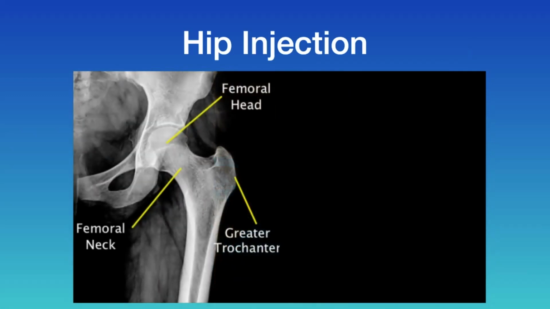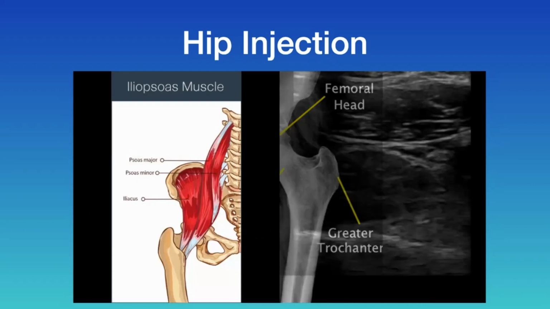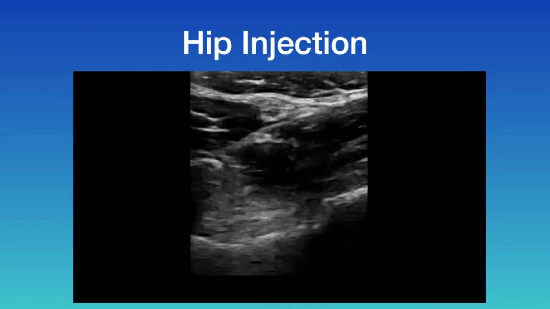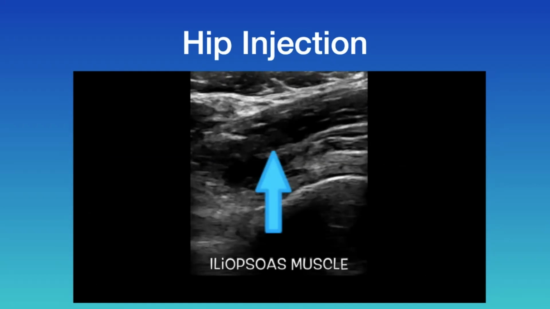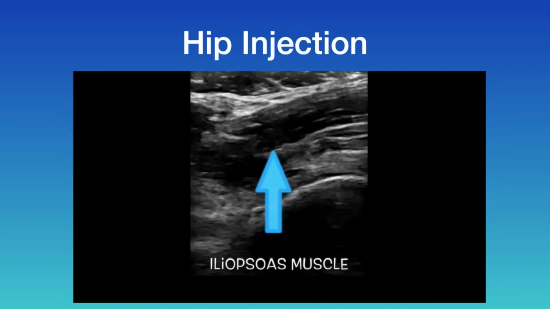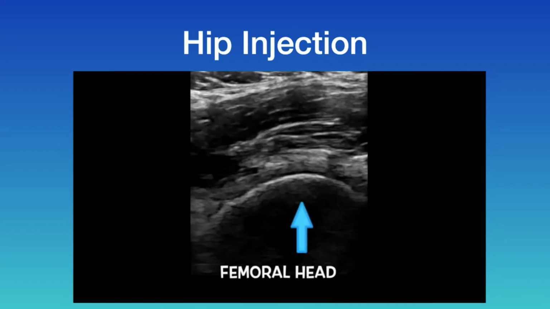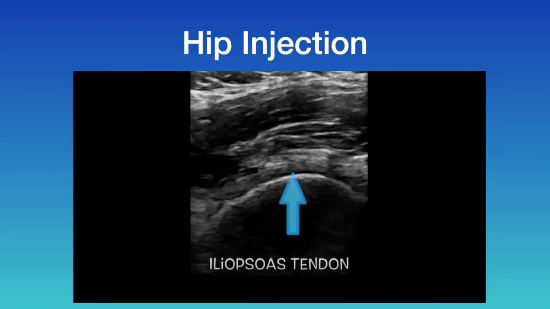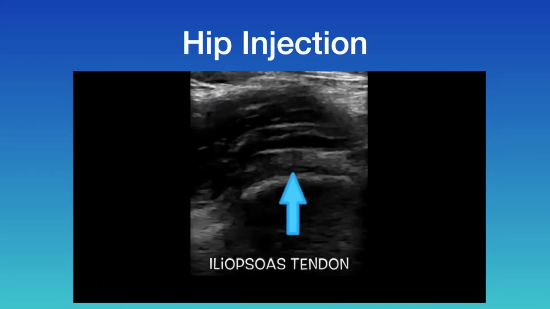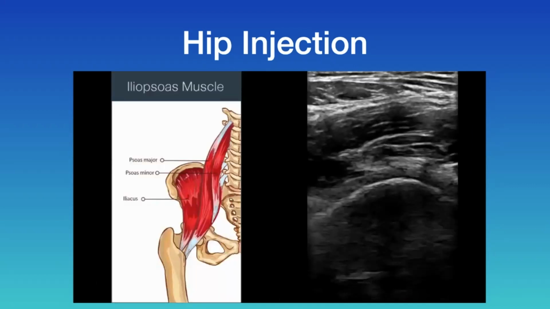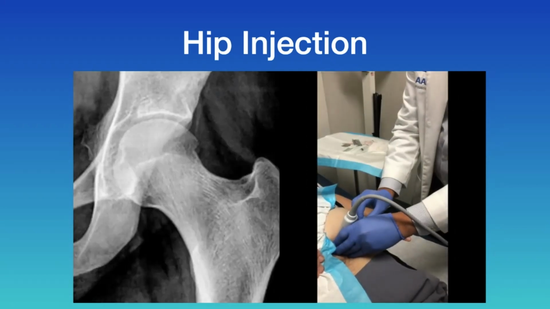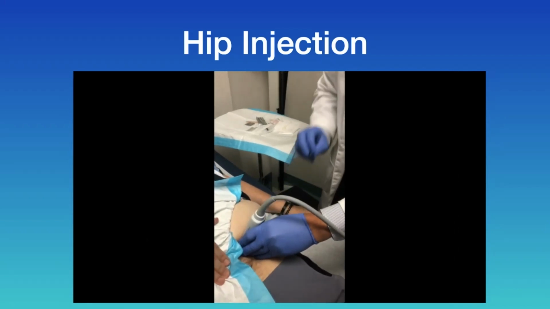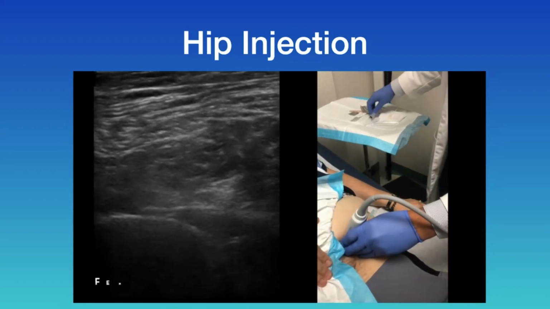We're aiming for the part of the joint where you're at the femoral head and the neck where the capsule starts. You're not going to get into that empty space you see on an X-ray because there's bone covering it. That's the iliopsoas muscle or iliacus muscle, femoral head, iliopsoas tendon. The labrum is off to the right of the screen. The needle is now resting on the femoral head, and I'm injecting.